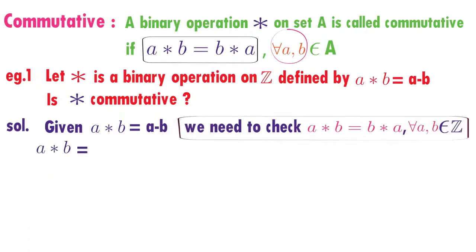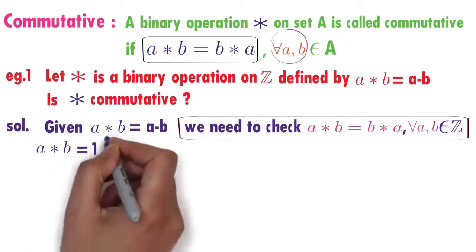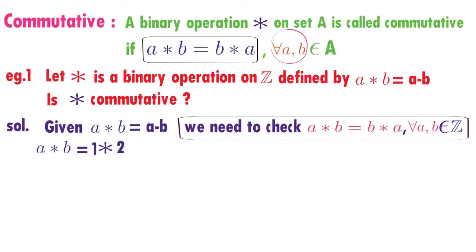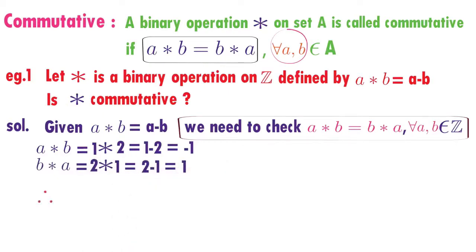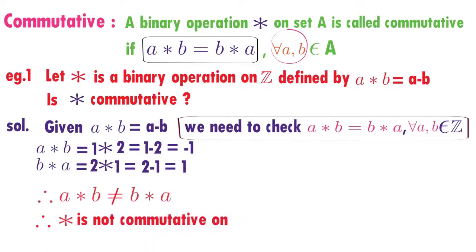I'll take 2 numbers, 1 and 2. What is 1 star 2? It is 1 minus 2. 1 minus 2 is minus 1. Similarly, I'll calculate B star A. What is B star A? It is 2 star 1. Try to understand. A star B is 1 star 2. B star A is 2 star 1. 2 minus 1 is 1. Observe here, is A star B the same as B star A? No, A star B is not equal to B star A. Therefore, star is not commutative on Z when A star B is defined as A minus B.